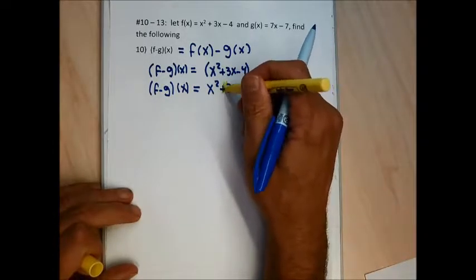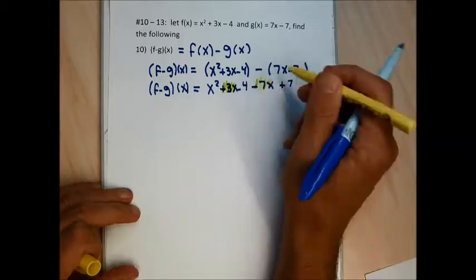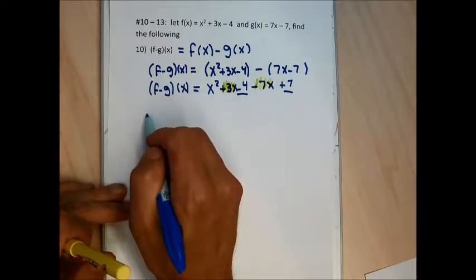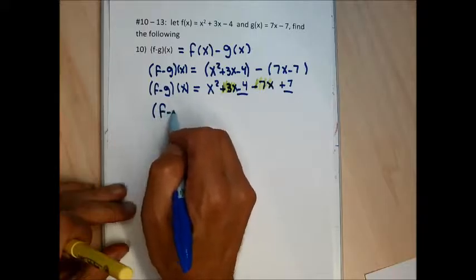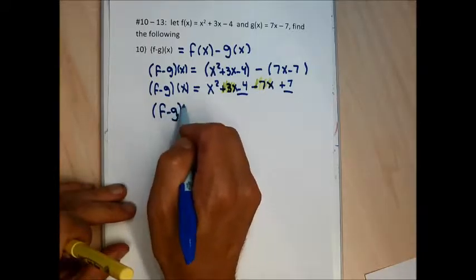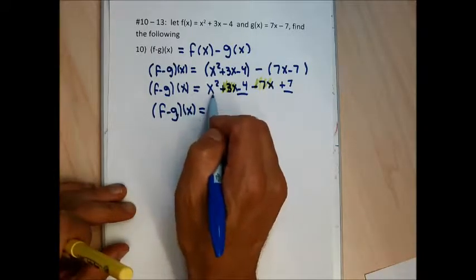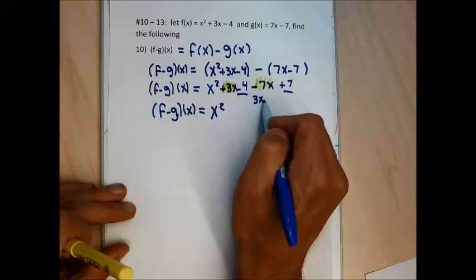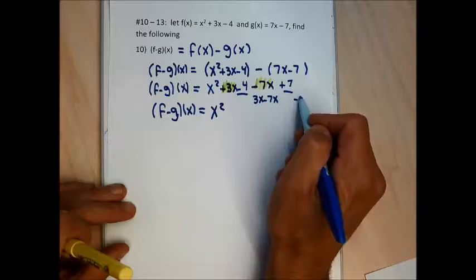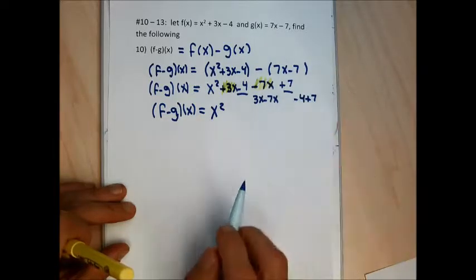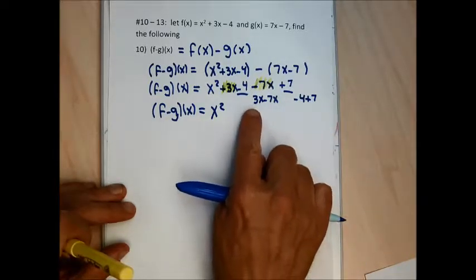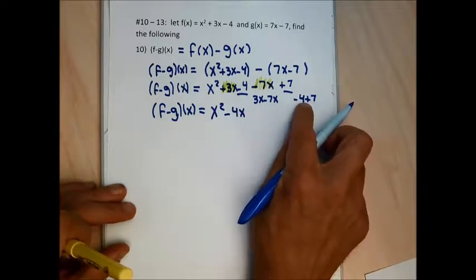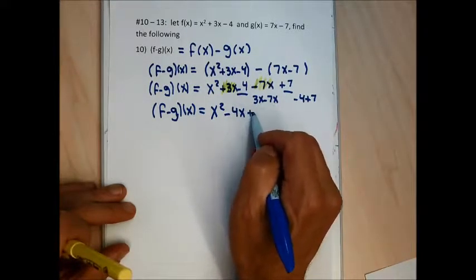The like terms I'm going to combine are the 3x and the minus 7x, and the minus 4 and the plus 7. When I go to get my next line, I'm going to bring down the x squared because the x squared has nothing to combine with. And I'm going to figure out what 3x minus 7x is, and what minus 4 plus 7 is. Those are the like terms that need to be combined. 3x minus 7x is negative 4x, and minus 4 plus 7 is positive 3.